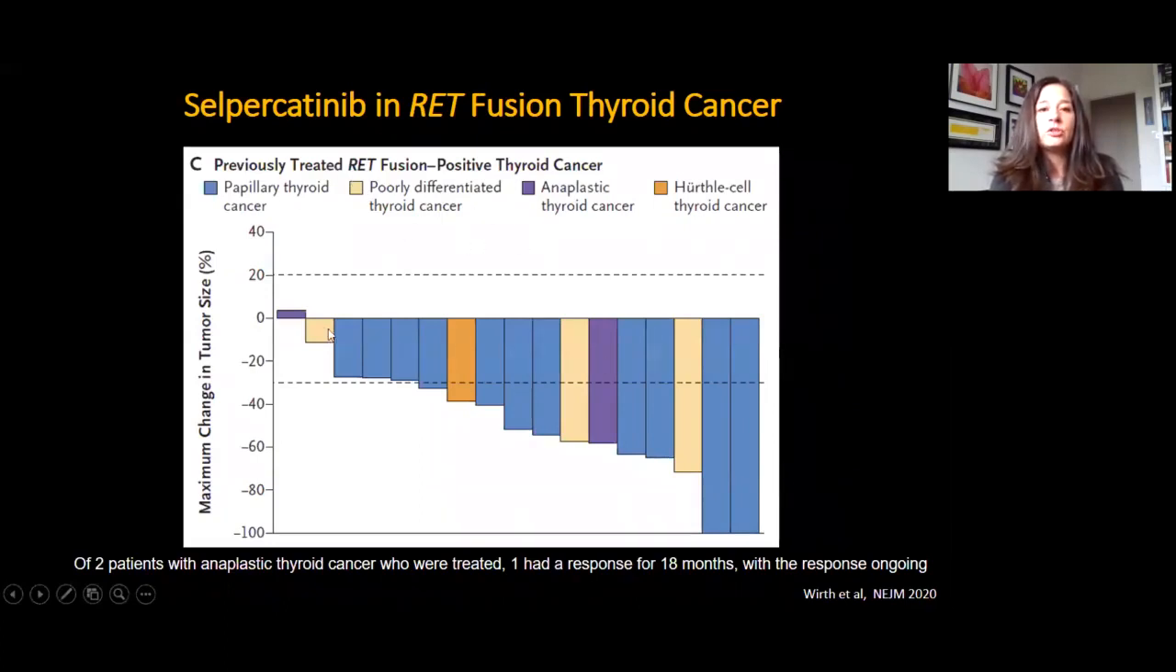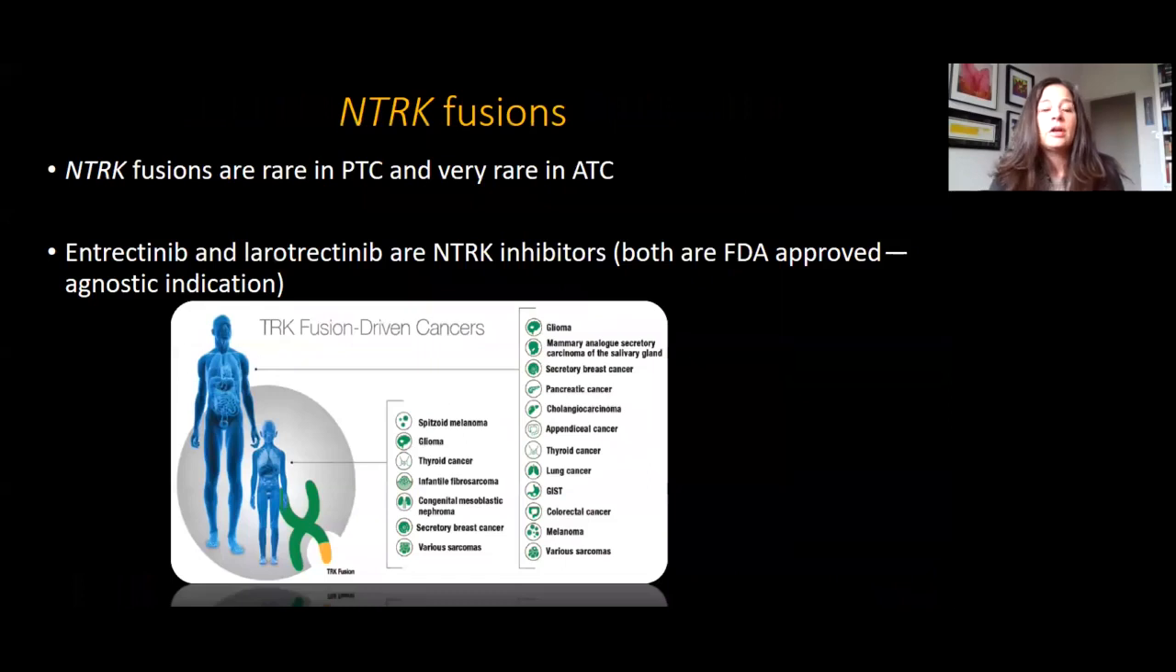And you can see there were only 2 anaplastic thyroid cancer patients. Only one of the 2 had a response. It was actually a response for a long time, 18 plus months. But the other patient didn't respond. So we don't really understand this very well in anaplastic thyroid cancer. It seems to be a great treatment for papillary thyroid cancer, but not as good in anaplastic thyroid cancer, but we of course need more patients to really know this.